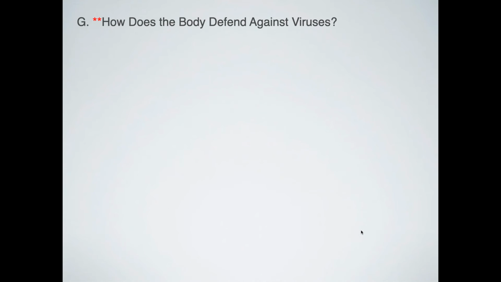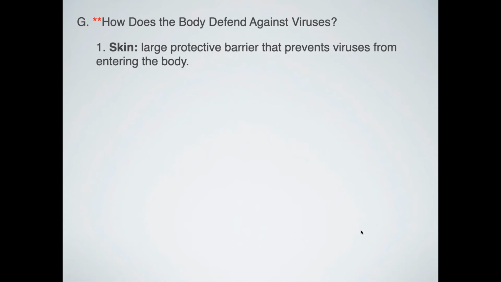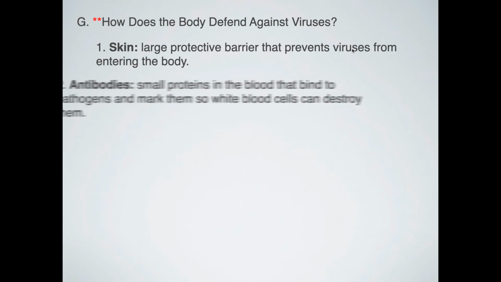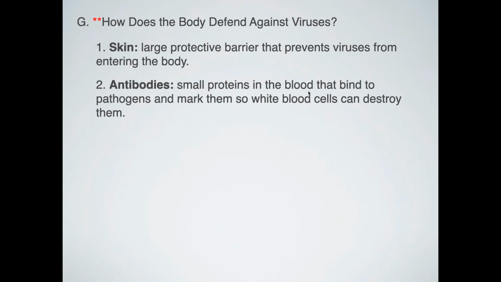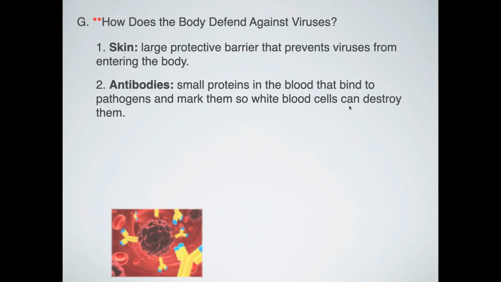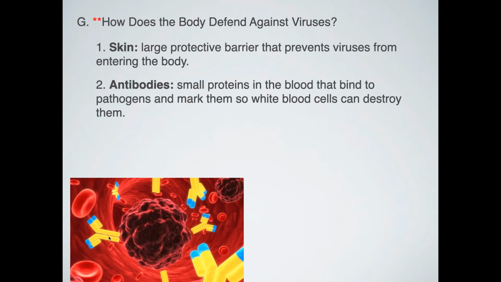How does your body defend against viruses? Well, skin is the first line of defense. It is a large protective barrier that literally physically prevents viruses from entering your body. We have antibodies. They are small proteins in the blood that bind to pathogens and mark them so that white blood cells can destroy them. And so we like to utilize these little Y shapes to represent antibodies.